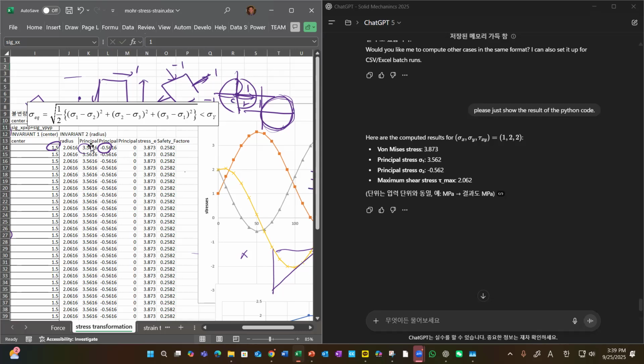Principal stress and principal stress here. This is the first one, 3.56, and so on and so on. So the unit doesn't matter as long as they are consistent. Maximum shear stress is 2.062, and the maximum shear stress, which is the same as the radius, 2.06.